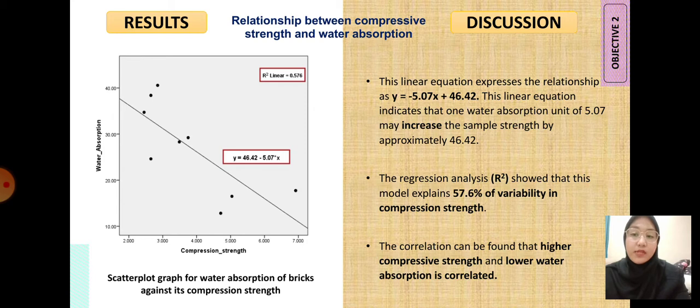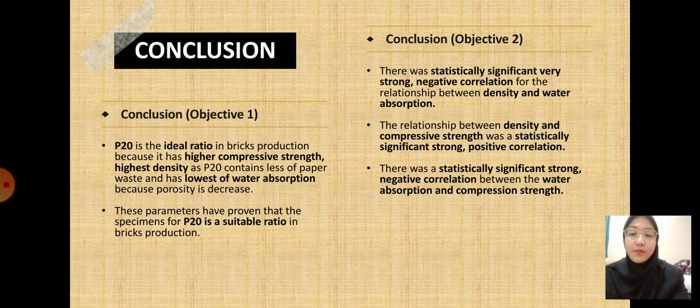This linear equation indicates that one unit of water absorption may change the sample strength by approximately 46.42 if the unit of water absorption is 5.07. The R squared showed that this model explains 57.6% of the variability in compression strength. The correlation shows that higher compression strength and lower water absorption are correlated.